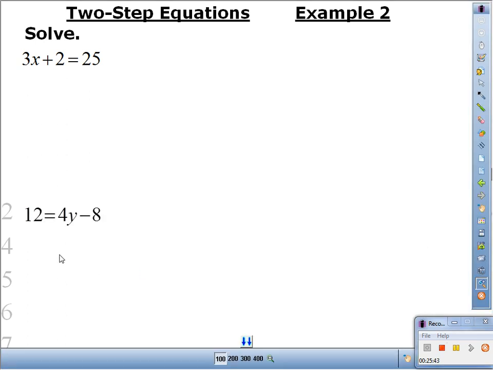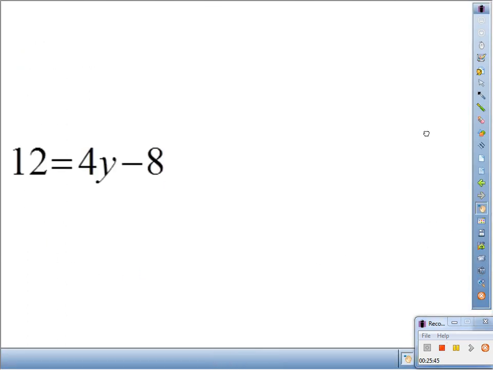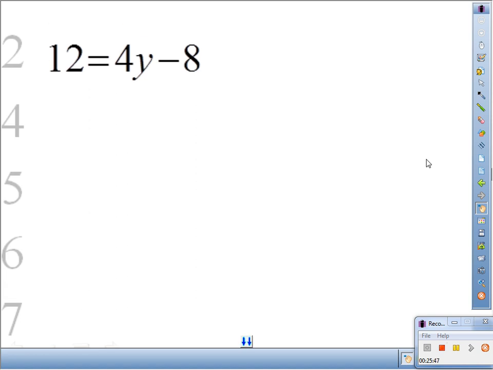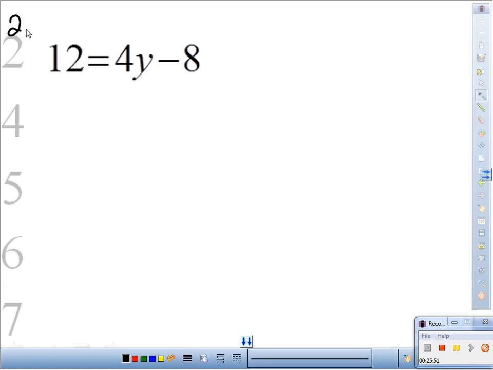Copy this one. This is a 2-step equation. The ones that we just did were 1 step. So this is a 2-step, so we're going to example 2Q. 12 equals 4y minus 8. We're going to do this one together.